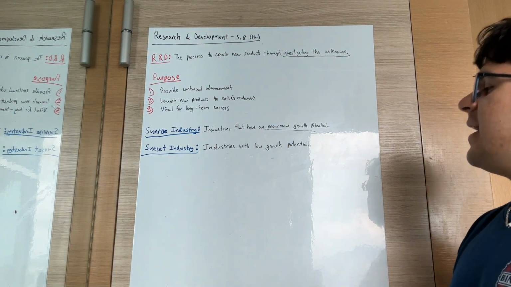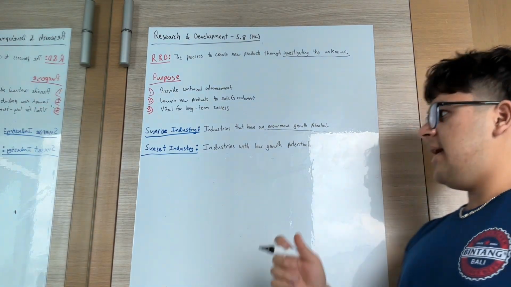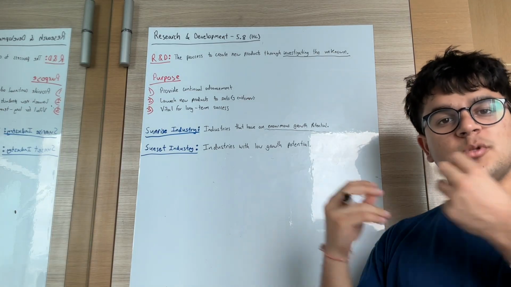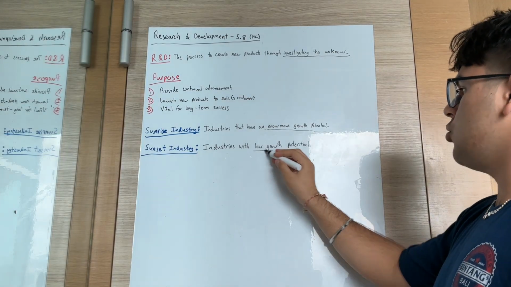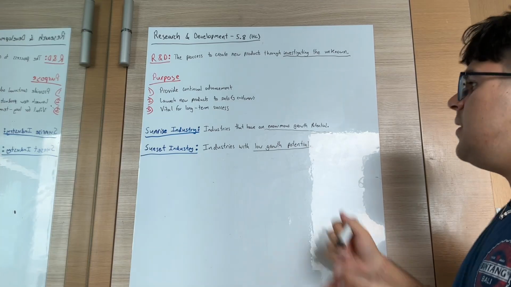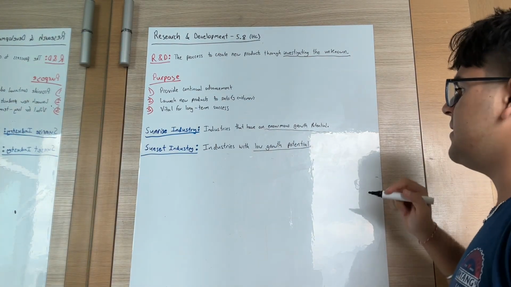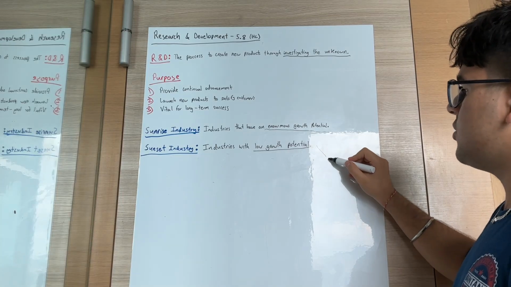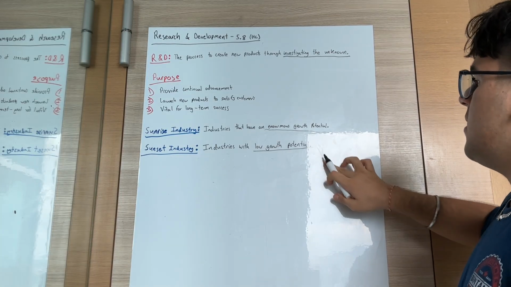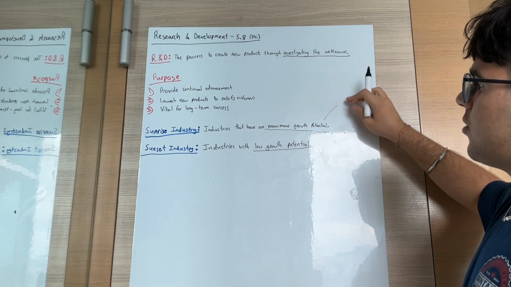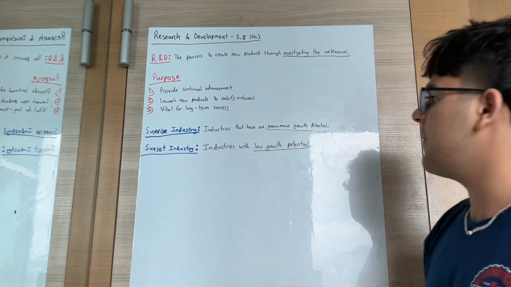And a sunset industry is just its opposite. It's an industry that is saturated, that is matured, and that has low growth potential. So if we link back to our Boston Consulting Group matrix, we can think that these cash cows and dogs would be in the sunset, whereas these question marks and stars will be in the sunrise.